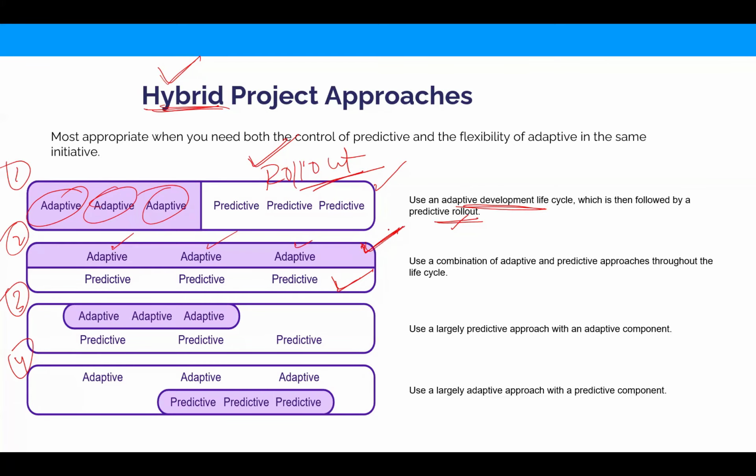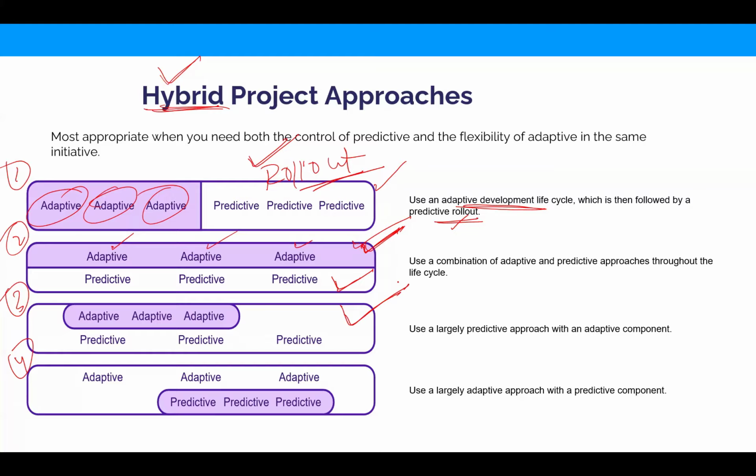So that's how agile is being applied. So this is another form of adaptive. And the third diagram, what it shows, come here. This one is like the project is mostly predictive, mostly with a small adaptive component in it.